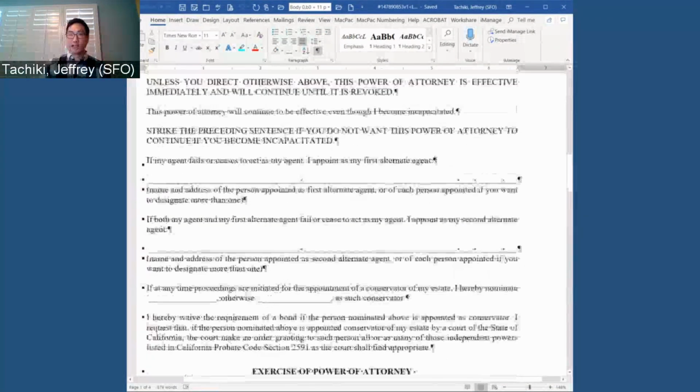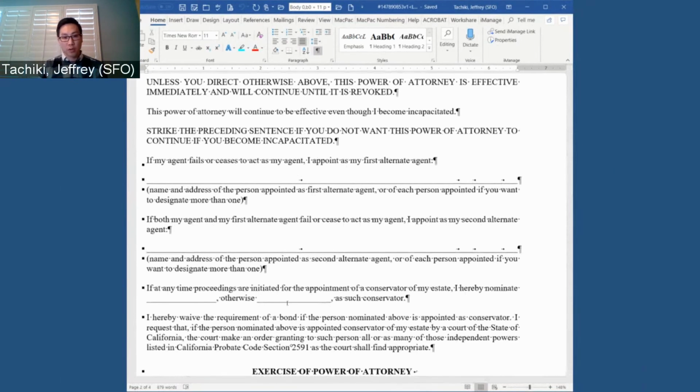All right, and then below that there, you see places to list alternate agents. There's a first alternate and then a second alternate. Again, you want to include their name and their address. And then below that, there is a place to also appoint conservators. Just so you know what a conservator is, that is a court-appointed person to handle your financial affairs on your behalf.